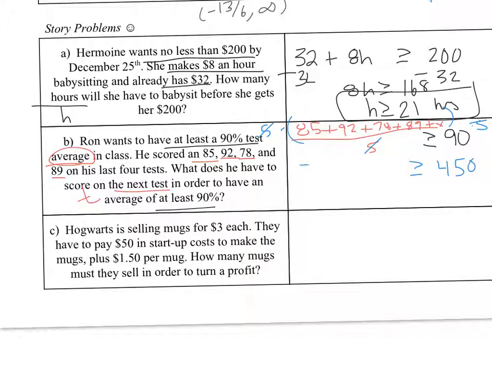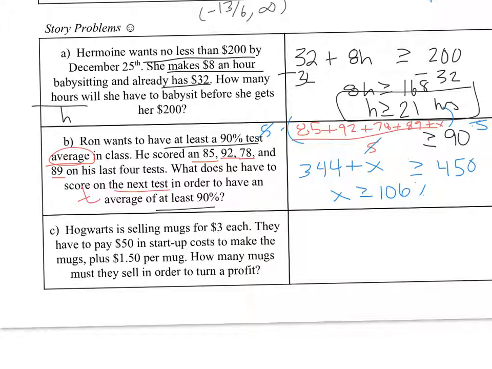So this is 344 plus X is greater than or equal to 450. Then I'm going to do 450 minus 344 and get 106. So he has to score at least 106%. So we know that's not going to happen without a large amount of extra credit.